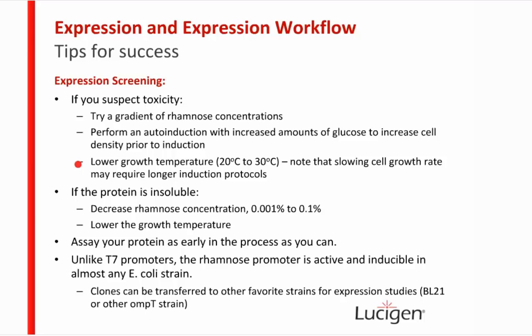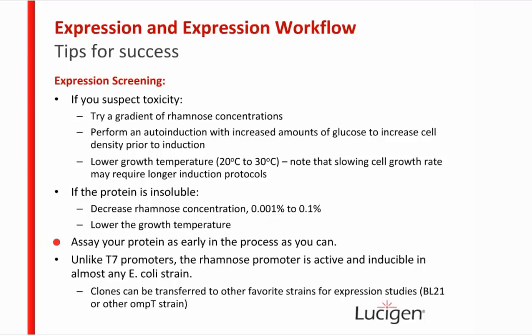If the protein looks to be insoluble, though, some of the same mitigations apply: lowering the growth temperature and decreasing Rhamnose concentration. You can go as low as 0.001%, as we saw before. And it gives you a very small amount of protein, but it might just be soluble protein. Assay your protein as early in the process as you can to find out if you're on the right track.